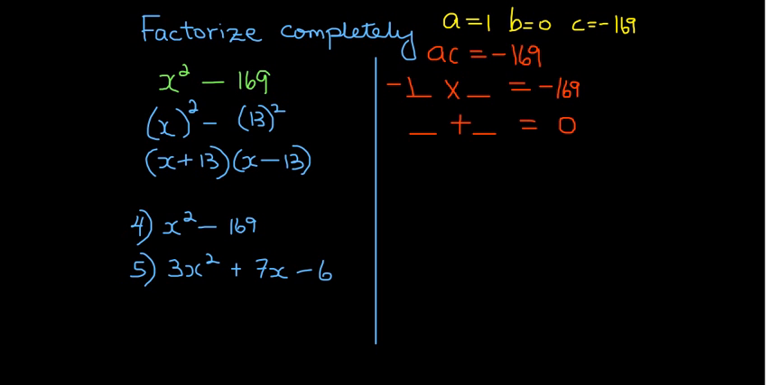Lovely, and she got the signs correct one time. It's a minus 13 by a positive 13. That's the only way I'll get a minus 169. Alright, so this is minus 13 by positive 13. And then if I take minus 13 and add that to positive 13, I will get 0.